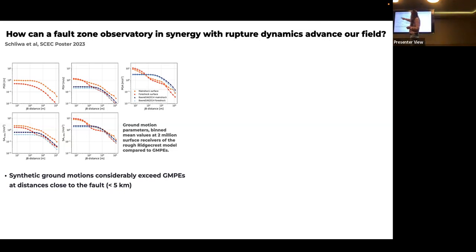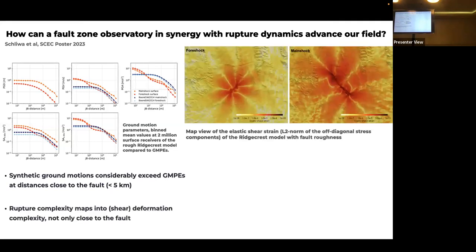So here we see PGD, PGV, and PGA of the mainshock and the foreshock measured at the surface. And these kinds of models allow us to probe ground motion parameters, in this case at 2 million surface receivers, so really densely spaced. And we can compare this to GMPs, and we see this stark difference at 5 kilometers from the fault.